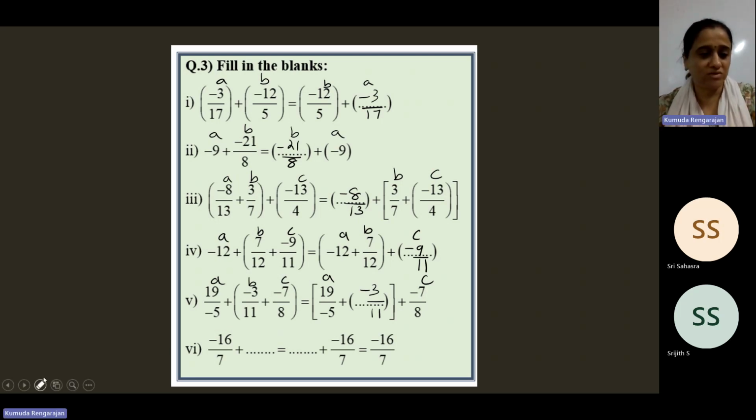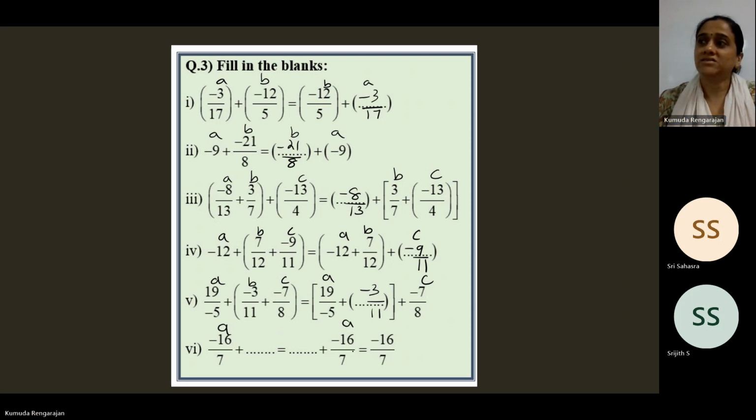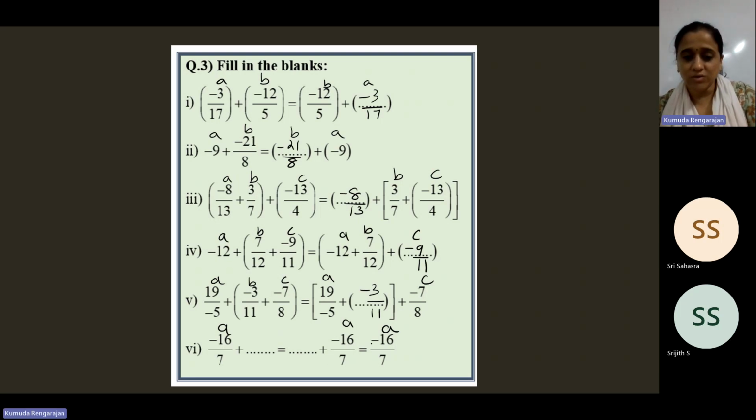Don't confuse. Please wait. See, this is minus 16 by 7. So A. This is also minus 16 by 7. So A, you can't put B there. Same number, same letter you should use. Now, this is also minus 16 by 7. So this is also A. Now see here, the final answer is minus 16 by 7. Then what should come here? 0. Read this. A plus 0 is equal to 0 plus A is equal to A.